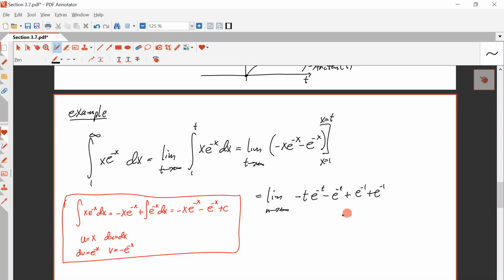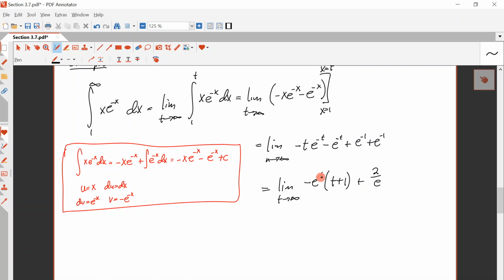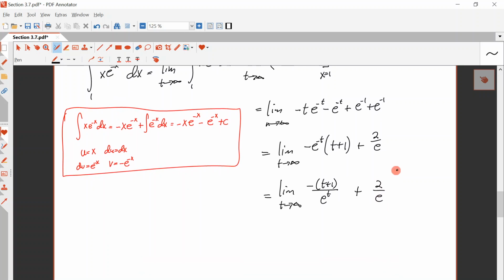Alright, let's rewrite this. Let's factor out minus e to the minus t, and then this just becomes t plus 1. Right, plus, and these are just constants, 2 over e. I have 1 over e plus 1 over e, which gives me 2 over e. E to the minus t, of course, is 1 over e to the t. Right, plus 2 over e is just a constant.